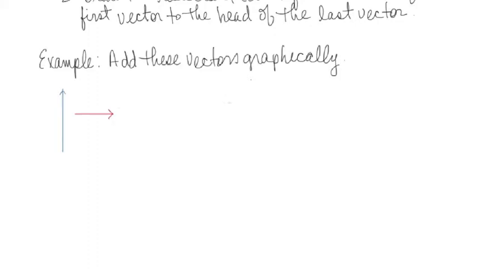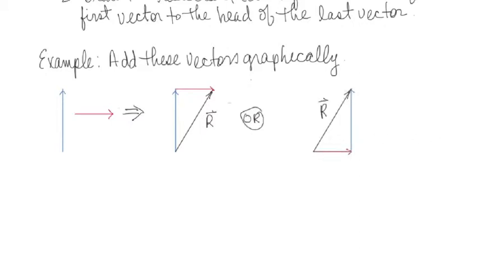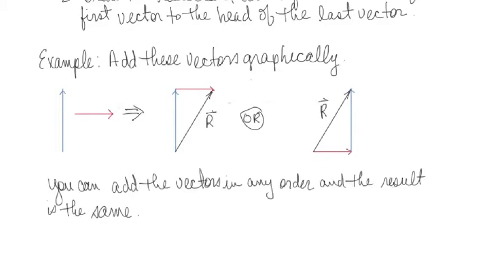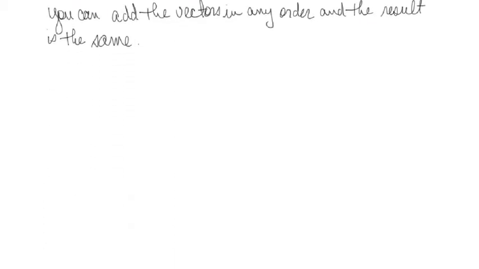Quick little simple example to start with. Add these two vectors graphically, a vertical and horizontal vector. Gives us this situation right here. Head to tail, draw the resultant or the sum from the tail of the first to the head of the last, or adding them in a different order, red and then blue, gives us the resultant R. But notice, R is the same in each case. So, you can add the vectors in any order, and the resultant will be the same. The same as adding 1 plus 2 or 2 plus 1.